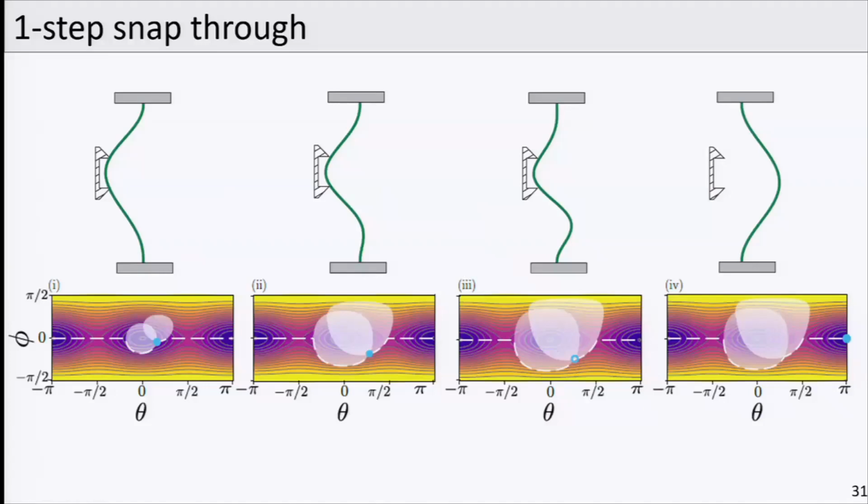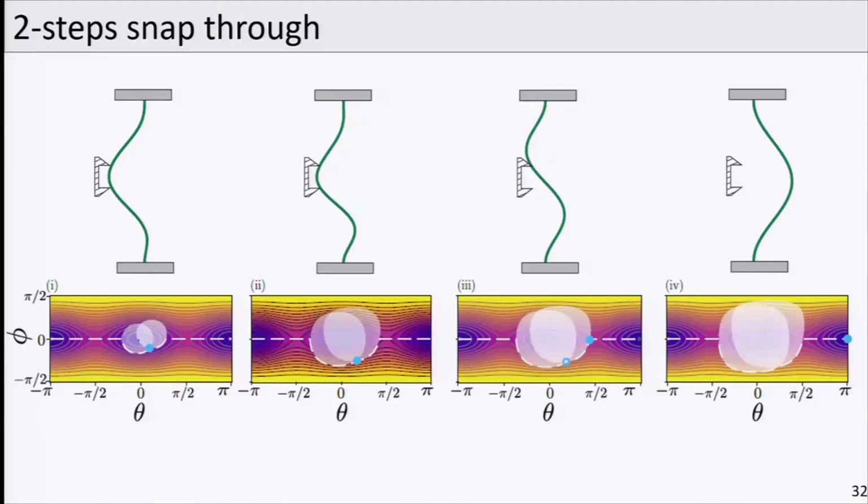And so one thing I should mention is that while I can calculate the stable shape at any moment, what happens between these states, so the last stable state and the new global stable state, I cannot say. I don't know how you go dynamically from one state to the other. I just know when I snap. So that's the one-step snap through.